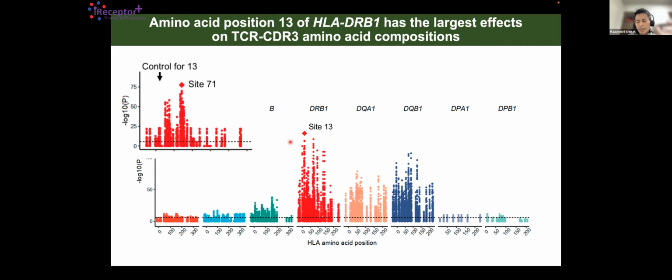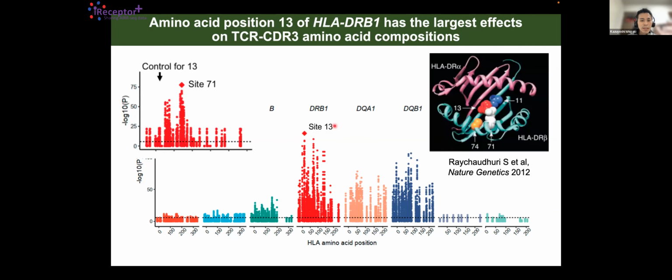Those are super exciting results for us, because position 13 and position 71 of HLA-DRB1 are the identical positions as the association we observed in our genetic study. So basically, those findings indicate that the HLA risk of RA may be mediated by TCR CDR3 amino acid modifications.